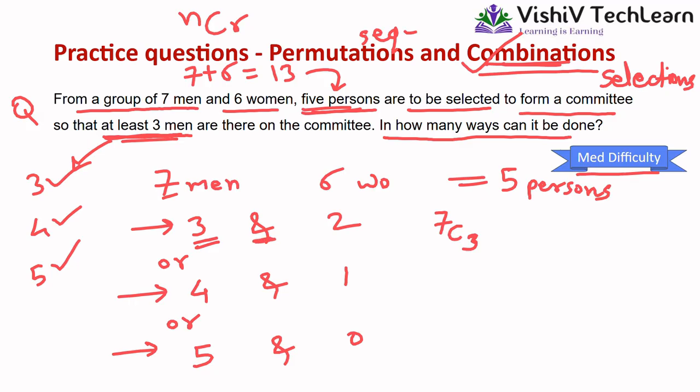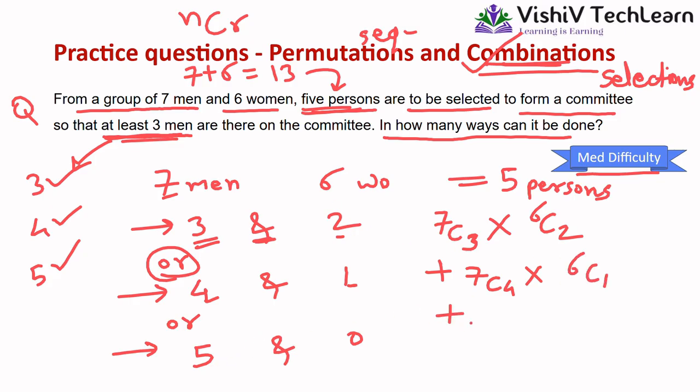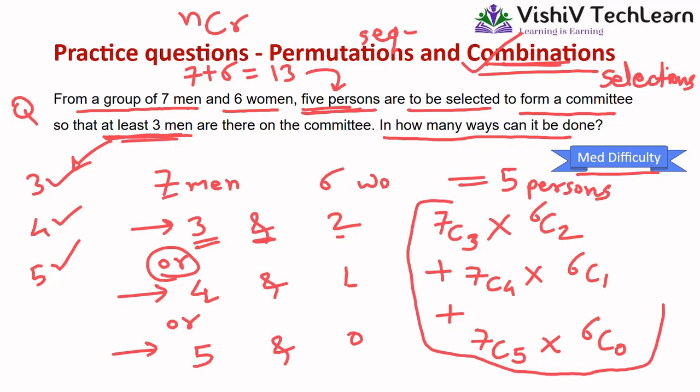And then there is AND in between. AND says multiplication. Then we have to select 2 women, so it will be 6C2, 2 women out of 6. Next there is OR, and OR says addition. Then 4 men are there, so 7C4 multiplied by 1 woman, so 6C1. Again plus 5 men, so 7C5 multiplied by 0 women, so 6C0. This calculation will give the final answer.